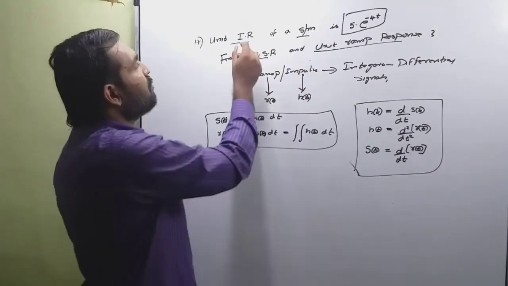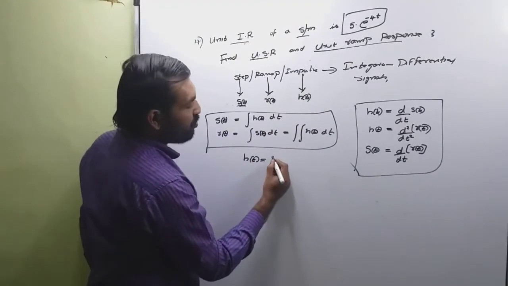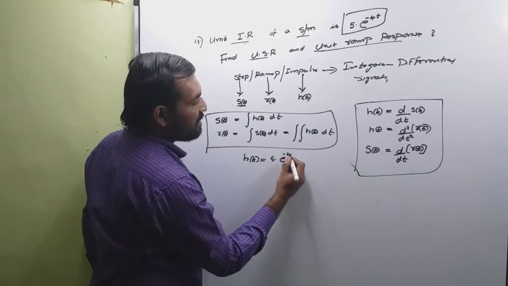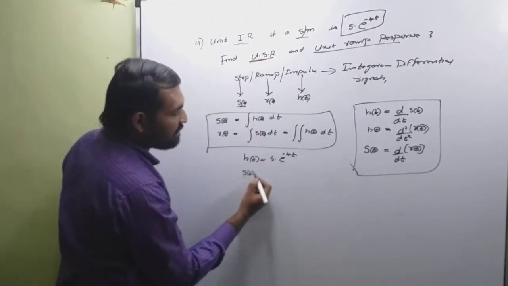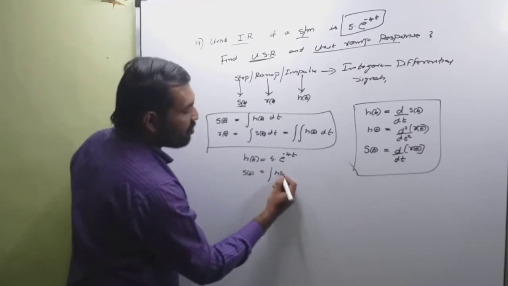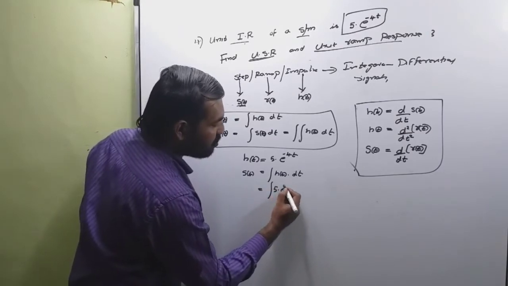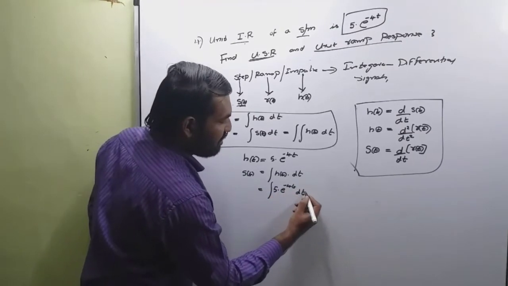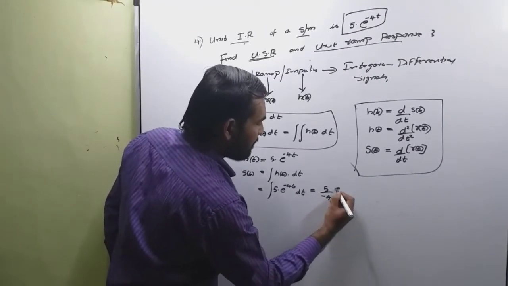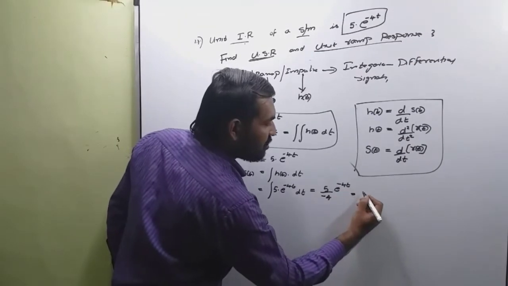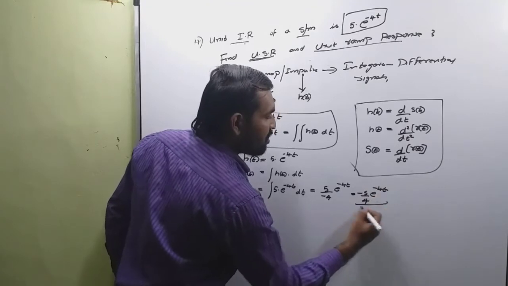Impulse response is given. H of t is equal to 5 into e raised to minus 4t. So unit step response s of t is equal to integral h of t dt. That is equal to integral 5 e raised to minus 4t dt, that is equal to 5 by minus 4 e raised to minus 4t, that is equal to minus 5 by 4 e raised to minus 4t.